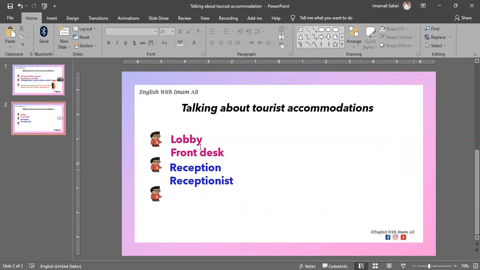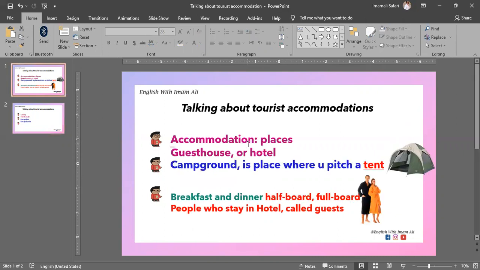So what did we study today? We studied accommodation, the places where guests or people stay when they go on their holidays. People usually stay in a guest house or a hotel. If you pitch a tent somewhere, that's called a campground, a place where you can pitch a tent or camp. A hotel that serves just breakfast and dinner is called half board. A place that serves everything, where you pay for everything, for example breakfast, lunch, dinner and your stay, is called full board. And people who stay in a hotel are called guests. Am I right?